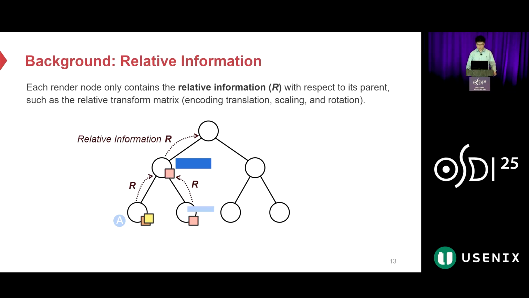A key point to note is that each render node on the tree only contains the relative information R with respect to its parent, such as the relative transform matrix encoding translation, scaling, and rotation. This design ensures that modifying R of any node efficiently updates the entire subtree, for example, moving its position.